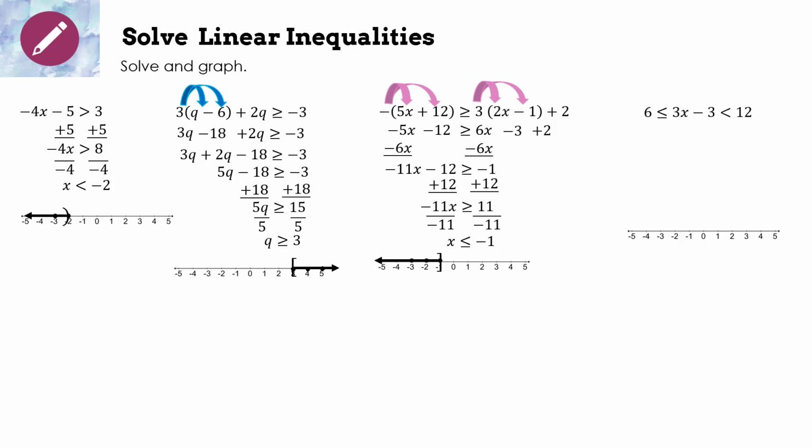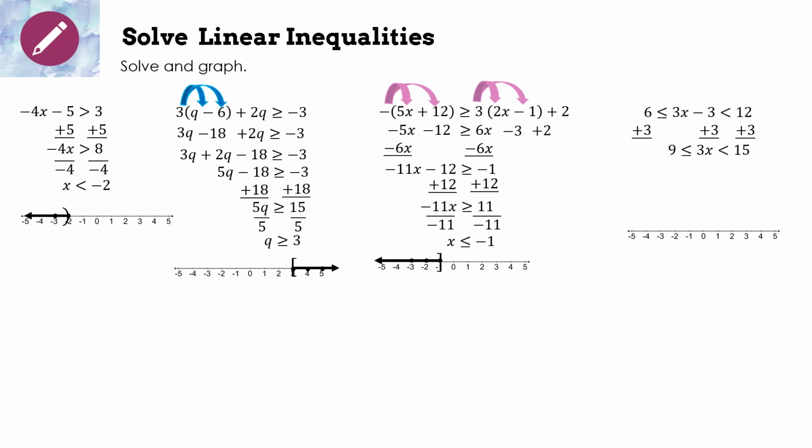I have 3x minus 3. I need to get rid of the minus 3. What's the opposite of subtracting 3? Adding 3. We're going to add 3 to each part of our inequality. So you're going to notice I add 3 to the left, the center, and the right. So let's add straight down. We end up with 9 is less than or equal to 3x is less than 15.